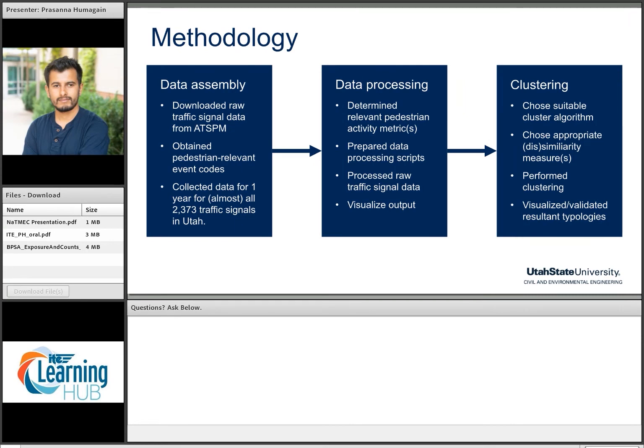So the methodology of this research involved three major steps. The first, data assembly, then data processing, and then finally the clustering. So we downloaded raw traffic signal data from ATSPM for more than 2,000 intersections for over 1 year, from July 2017 to July 2018. And we extracted pedestrian relevant event codes.